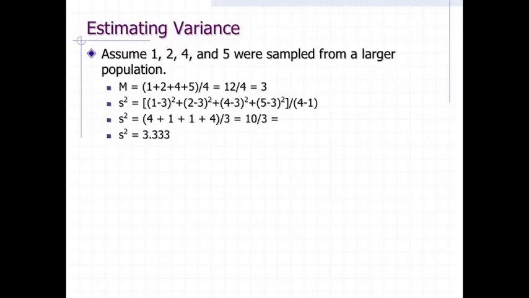Let's take a concrete example. Assume the scores 1, 2, 4, and 5 were sampled from a larger population. To estimate the variance in the population, you would compute S squared as follows. First, you calculate the mean, which turns out to be 3. You then subtract the mean from each score and square the differences. You then add up all these squares, and you finally divide by the number of numbers minus 1. In this example, this leaves us with an estimated population variance of 3.333.